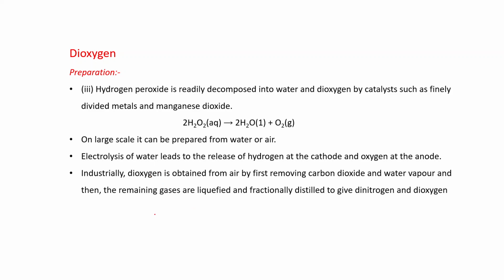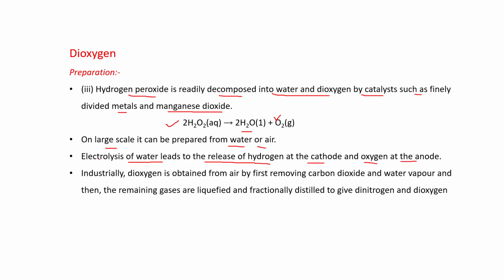Another method of preparation of dioxygen: hydrogen peroxide is readily decomposed into water and dioxygen by catalysts such as finely divided metals and manganese dioxide. That is, H2O2, when decomposed, will give O2 and water. On large scale, it can be prepared from water or air. Electrolysis of water leads to the release of hydrogen at the cathode and oxygen at the anode.